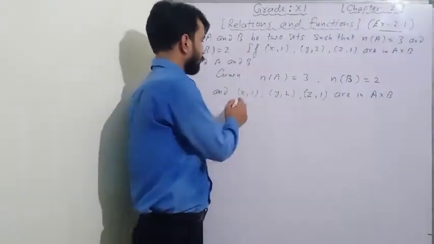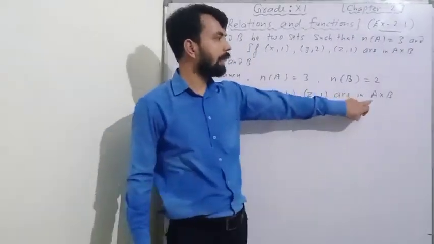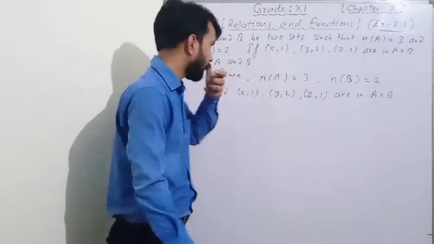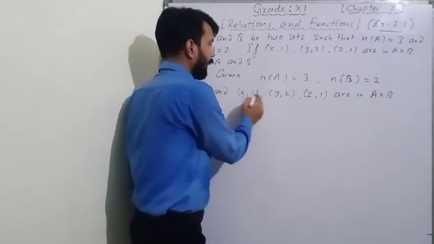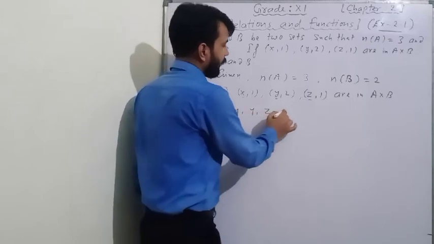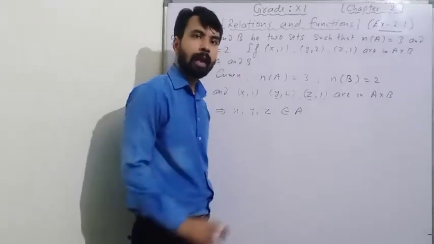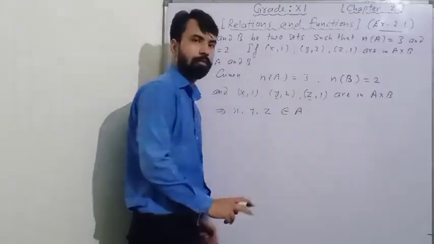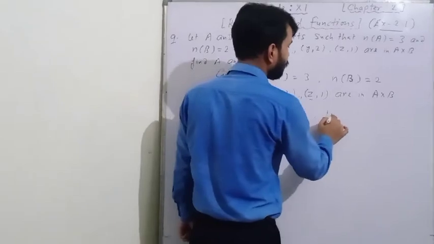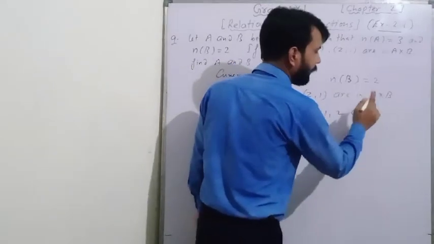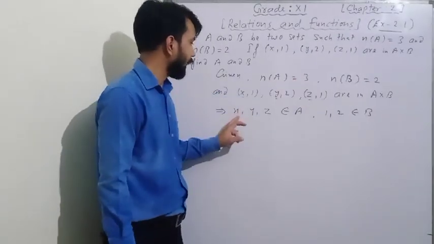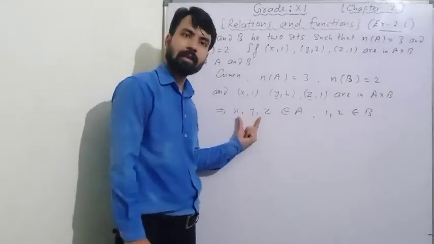Then we know that the first elements will represent the set A and the second elements belong to the set B. Understood? So what are the first elements of these ordered pairs? x, y and z. This implies that x, y, z belong to set A. And the second elements are 1, 2, 1. 1 is repeated, so we write it one time. So 1 and 2 belong to set B. Got it? The number of elements in set A is 3 and x, y, z belong to A, so all three elements are present here.